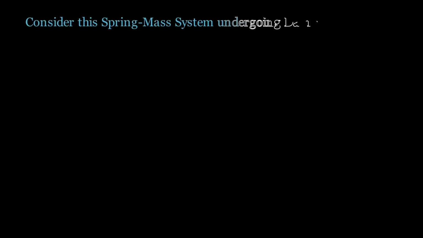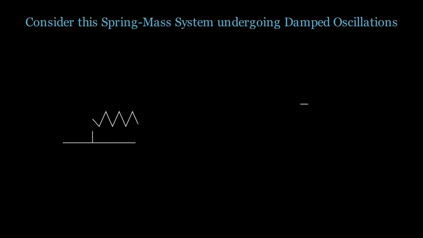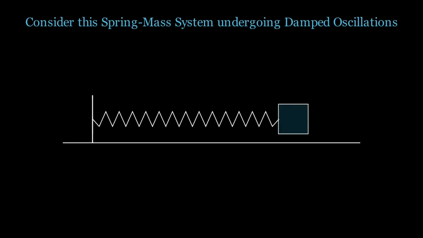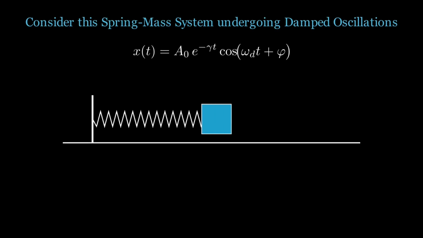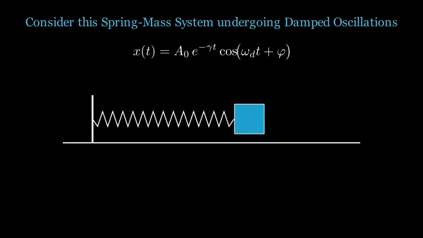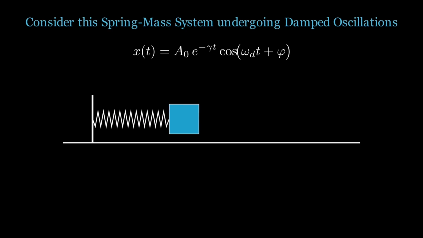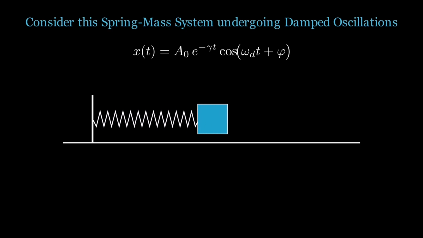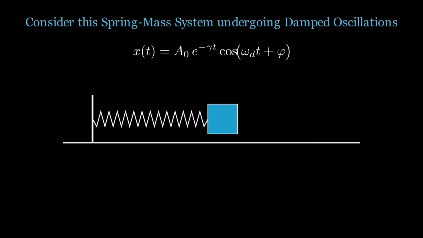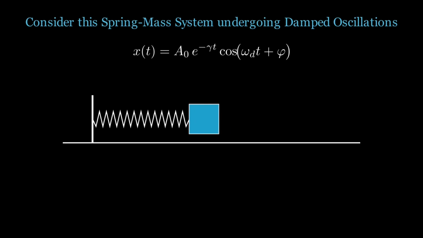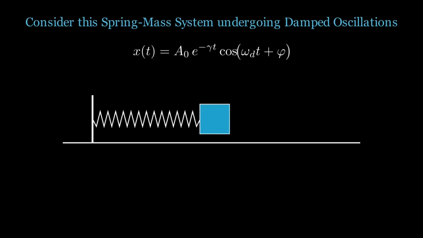Now, often in physics, we are going to encounter functions that are, in a way, combination of other functions. So, it becomes crucial to know how to deal with them. Consider this classic spring mass system undergoing damped oscillations. The mass is initially displaced from equilibrium, and as it moves, its amplitude decays over time due to damping. We'll observe this system both physically and mathematically.